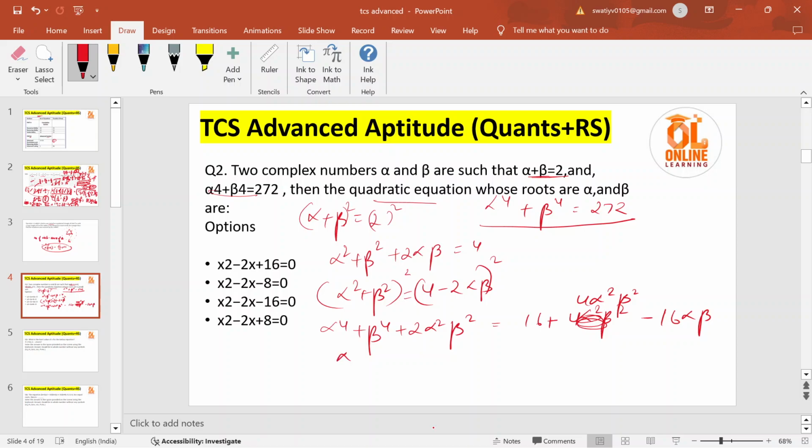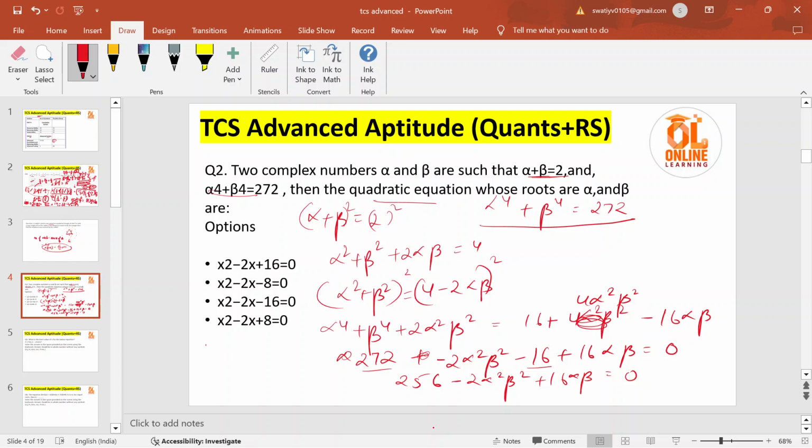So here it becomes alpha to the power 4 plus beta to the power 4, I'll simply write it down, that is 272. So 272 plus 2 alpha square beta square; when it comes to this side, it becomes minus 2 alpha square beta square, minus 16 plus 16 alpha beta is equal to 0. So this 272 minus 16 becomes 256 minus 2 alpha square beta square plus 16 alpha beta. So here I'll divide this complete equation by 2.